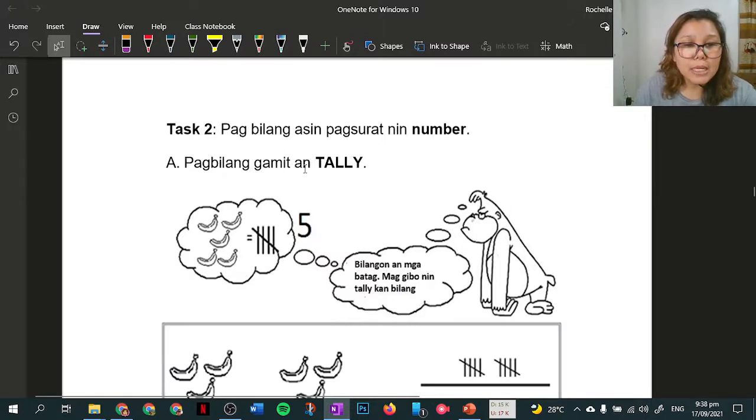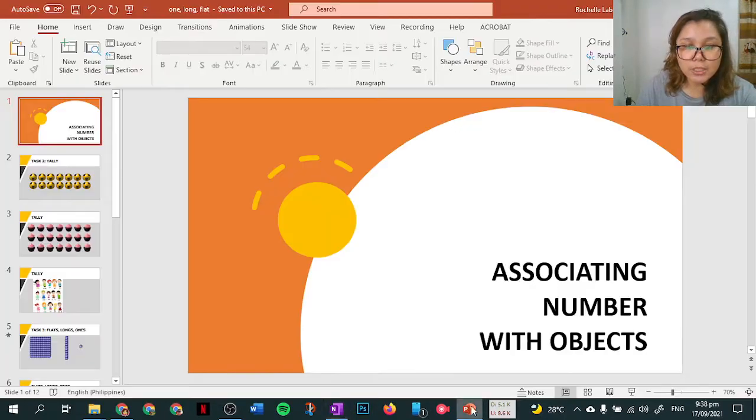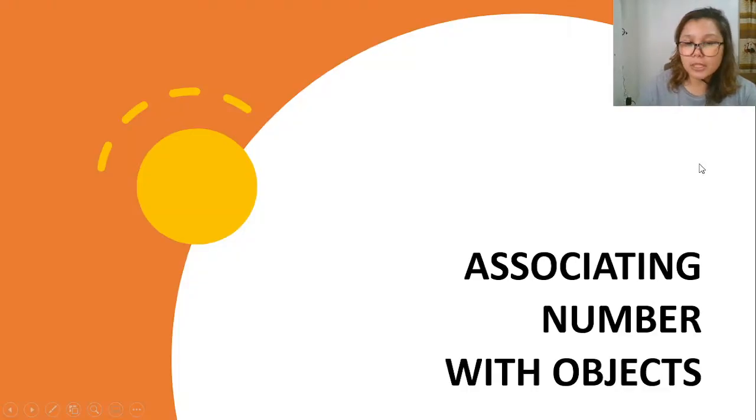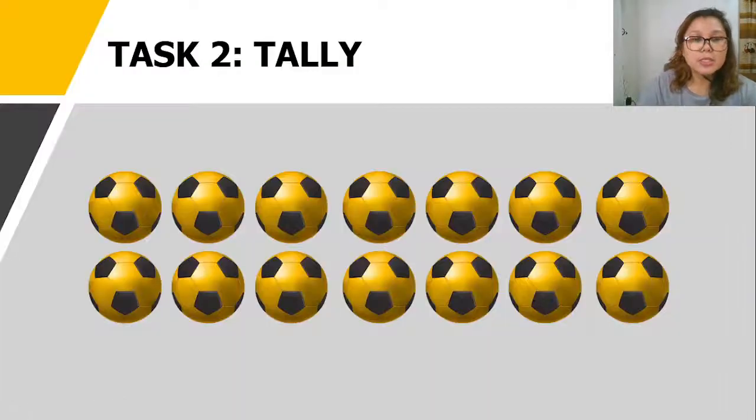Part A, pagbilang gamit ang tally. Okay, let's switch to this part. Okay, so associating number with objects. So this is task 2. How do we show tally for this given objects? So, para mas madali ang pagbilang. Okay, I'll show you how.